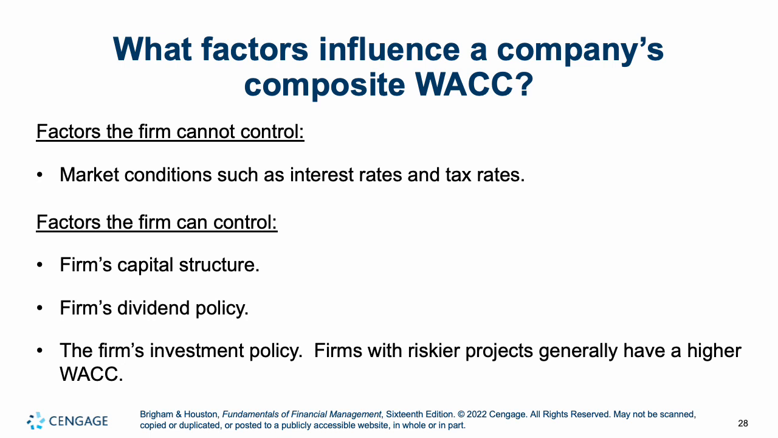Factors the firm can control. What's the company's capital structure? What's their dividend policy? And what is their investment policy? Firms with riskier projects generally have a higher weighted average cost of capital. Pretty straightforward. If something is very risky, it's generally going to make it more expensive to raise the funds.